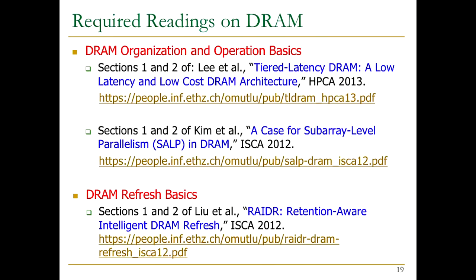If you really want to quickly understand how DRAM operates internally, I'd recommend sections 1 and 2 of this paper, Tiered Latency DRAM, which we may cover at some point, and sections 1 and 2 of this paper, A Case for Subarray-Level Parallelism in DRAM, which we may also cover at some point. This is one of your potential required readings. If you read sections 1 and 2 of the RAIDR paper, you have a good idea of the refresh problem anyway.